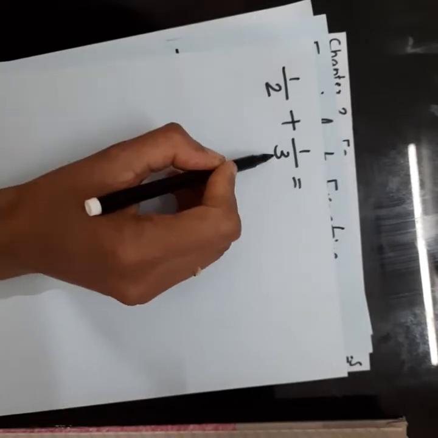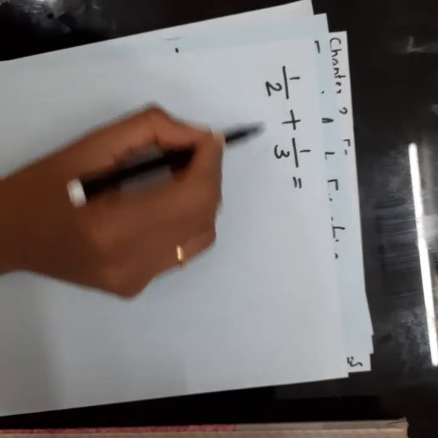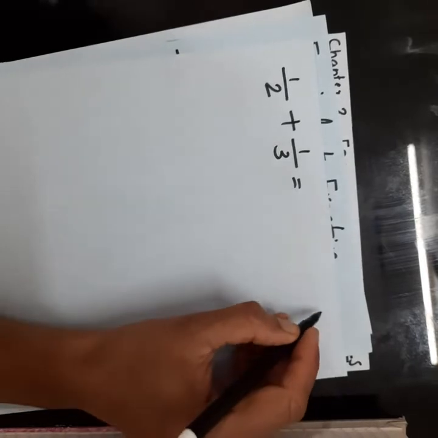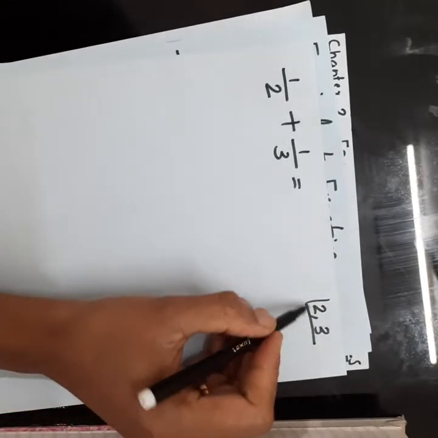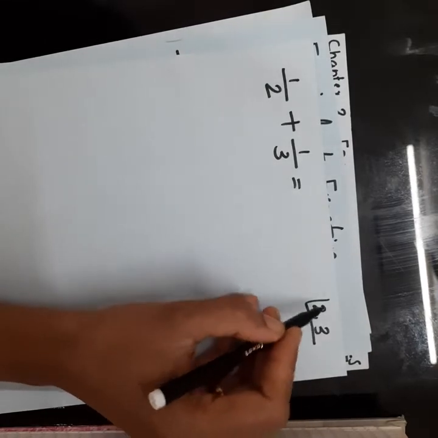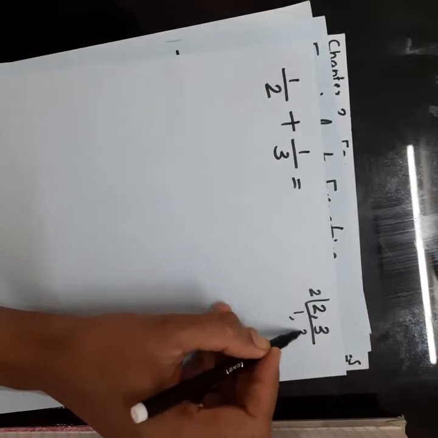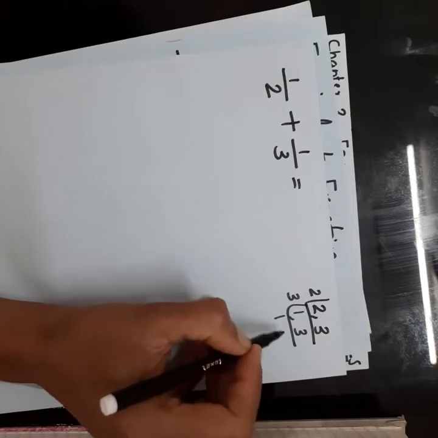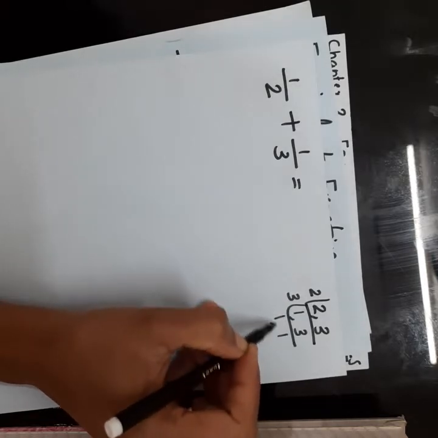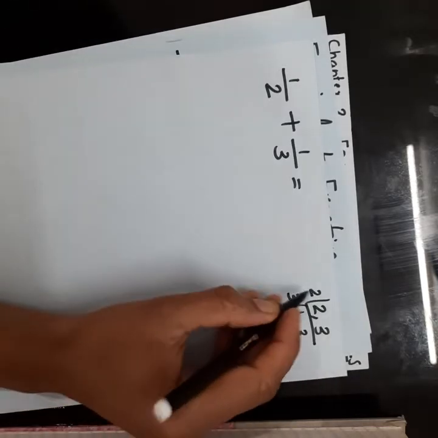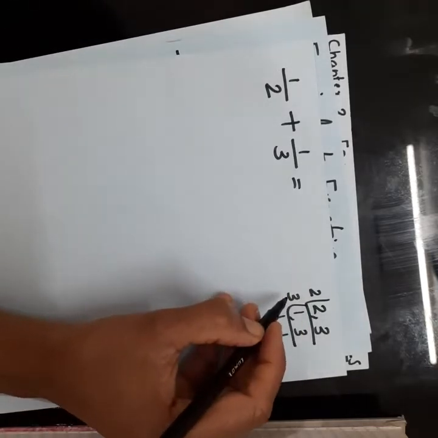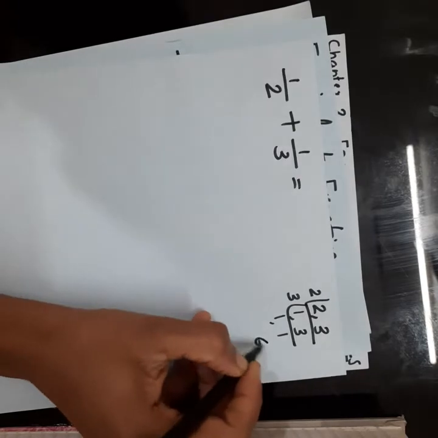So first we have to make the denominator same. How can we make the denominator same? By finding the LCM. How to find the LCM? We studied last year how to find the LCM. We will write like this: 2, 1, 3, again 3, 1, 1. We have to continue until we get 1. So the LCM is 2 into 3, 6. So 6 is the LCM.